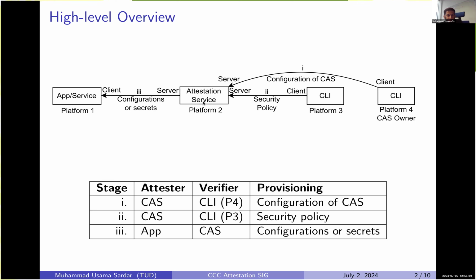And the third stage is the typical one, which we always hear about, where the application and the platform or the attestation service is doing the attestation. Afterwards, after successful attestation, it will pass on the configuration or the secrets. So in this specific case, just like in the KBS, this is acting like the KBS server, and it will pass on the configurations or the secrets to the application or the service acting as the client.